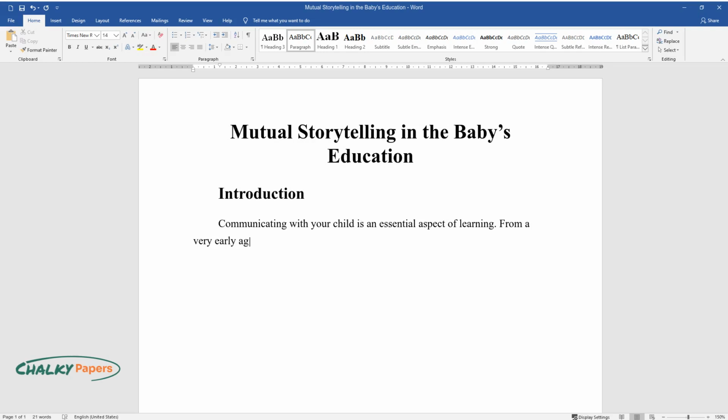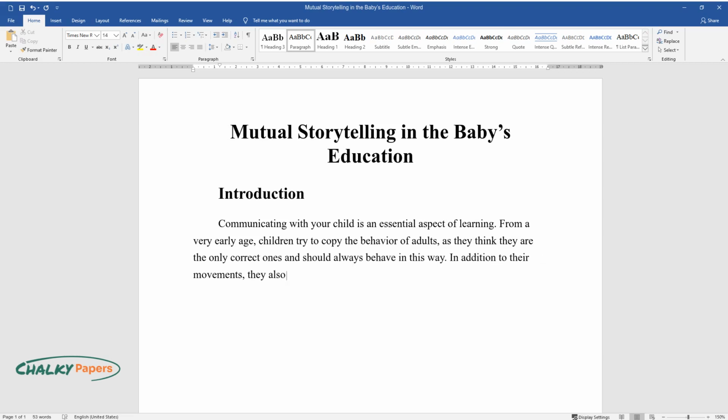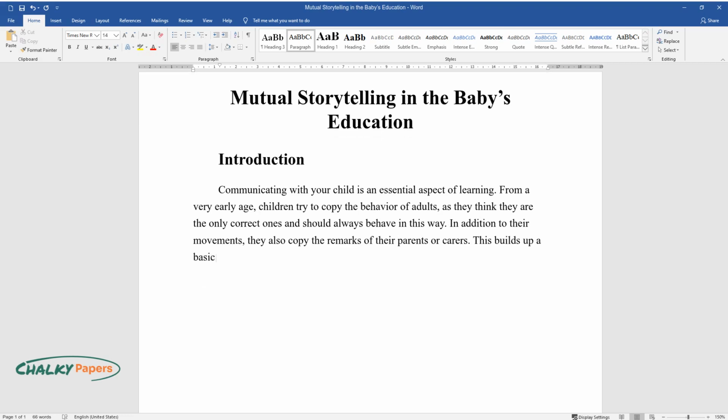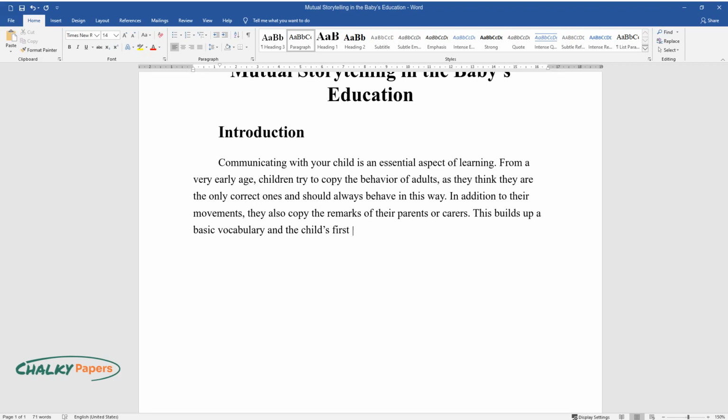From a very early age, children try to copy the behavior of adults, as they think they are the only correct ones and should always behave in this way. In addition to their movements, they also copy the remarks of their parents or carers. This builds up a basic vocabulary in the child's first movements.